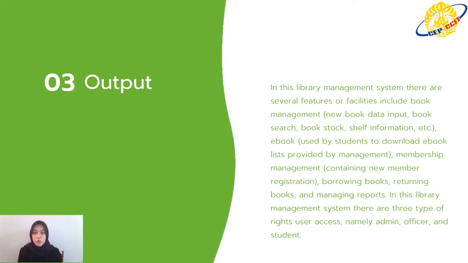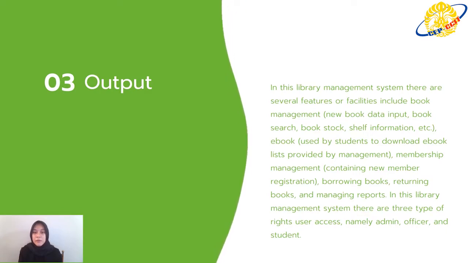Third, output. In this library management system, there are several features or facilities, including book management, that is new book data input, book search, book stock, and shelf information. Then there is the ebook feature, used by students to download the ebook list provided by management, and then membership management, which contains new member registration, borrowing books, returning books, and managing reports.